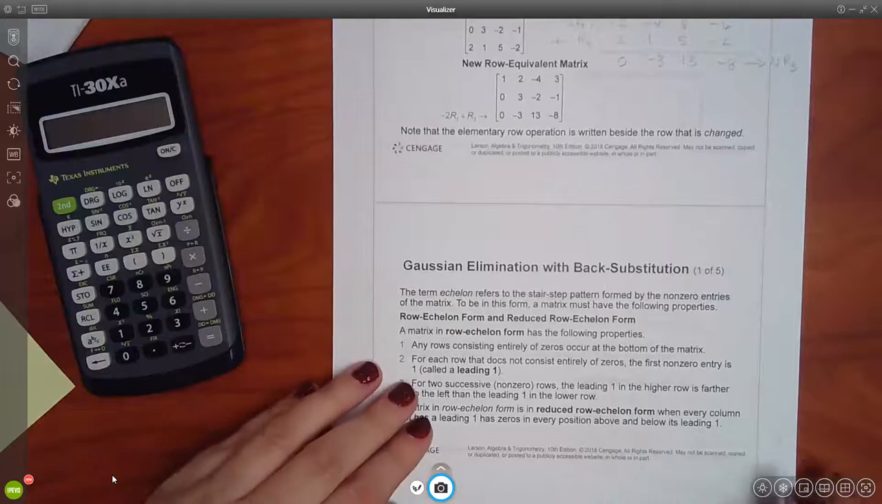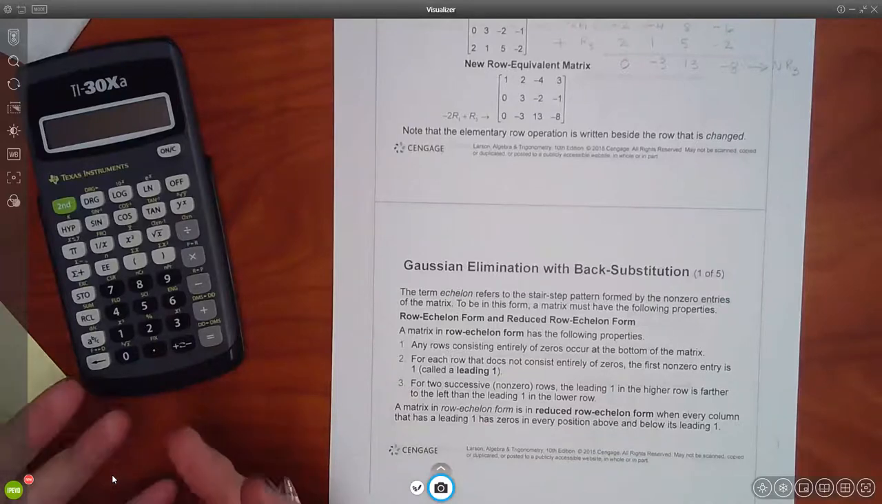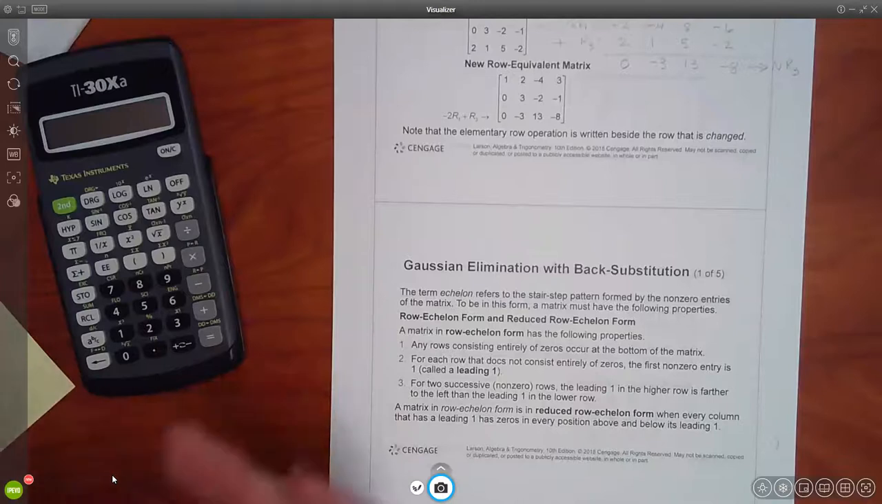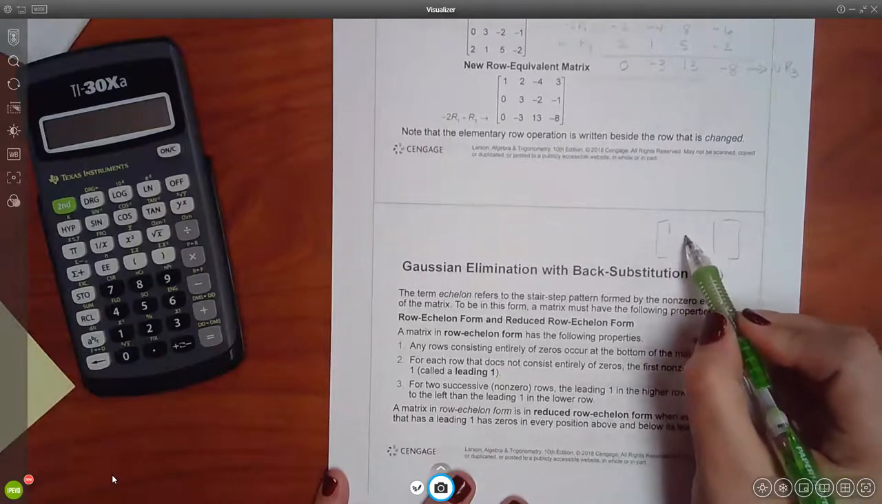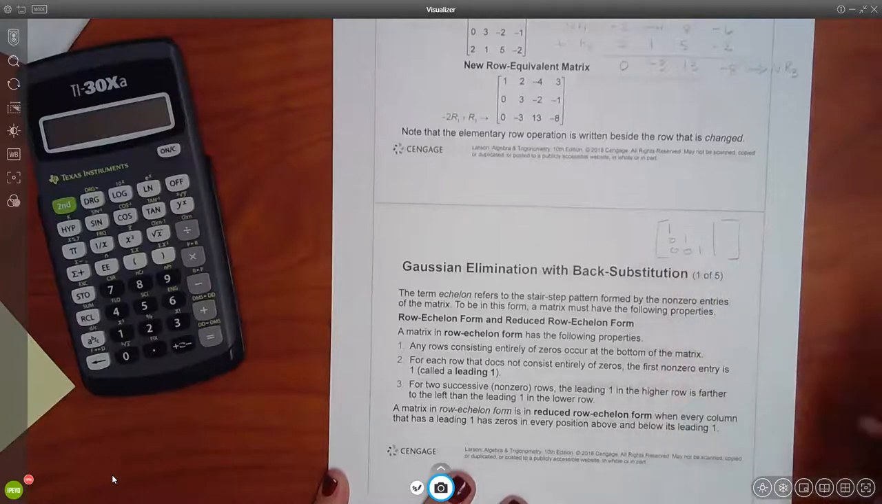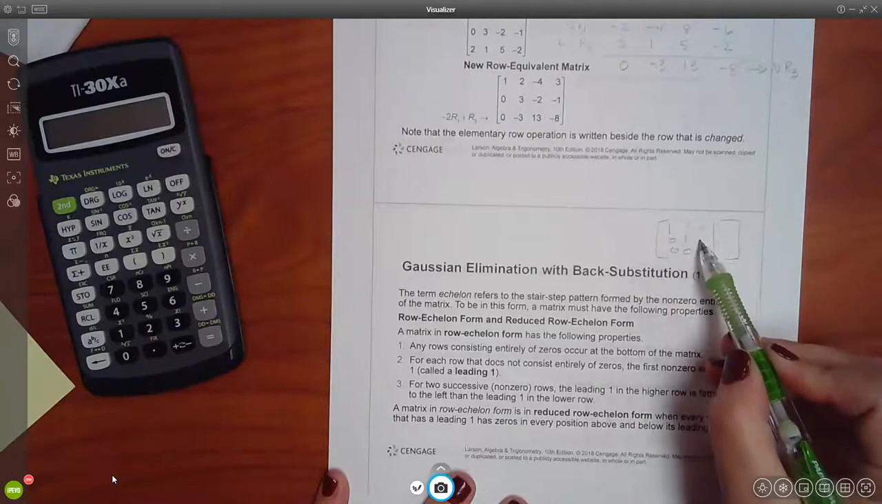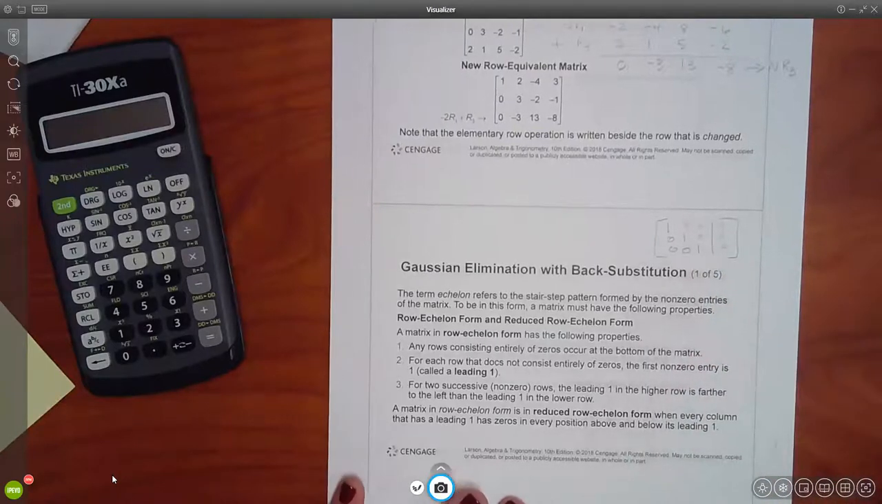Now, there's two different kinds of elimination. There's Gaussian elimination, which is basically a lesser version of the Gauss-Jordan elimination, okay? The Gaussian elimination basically makes you get a matrix, and you have to have ones here, and you have to have zeros here. It doesn't care what the numbers are here, here, and here. And of course, whatever these numbers are, not a big deal either.